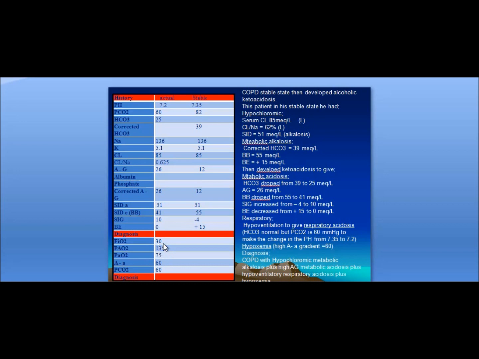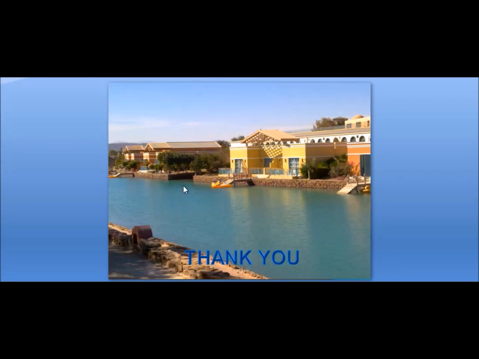He was on FiO2 30%. We calculated alveolar pressure of oxygen 135. The measured arterial oxygen is 75. Alveolar-arterial gradient is 60. This is high. This means that the patient has some problem in the oxygenation of the lung. Partial pressure of carbon dioxide 60. Sure, this is hypoventilation. So this patient had hypochloremic metabolic alkalosis plus high anion gap metabolic acidosis plus hypoxemia plus hypoventilation, respiratory acidosis. Thank you.